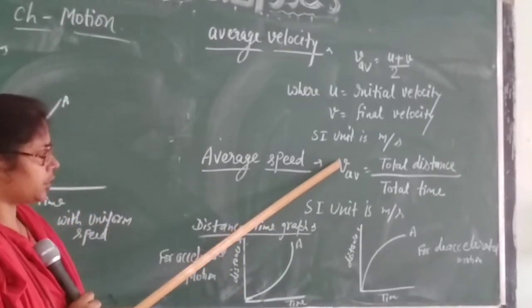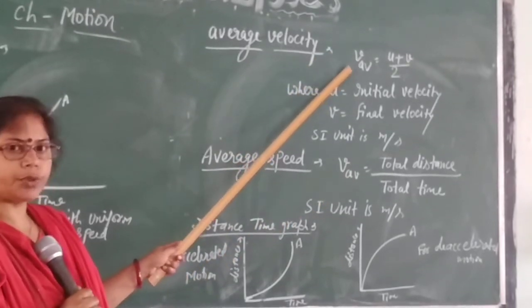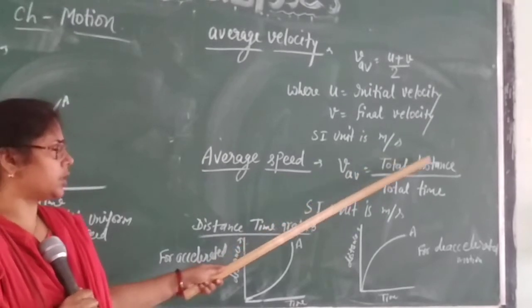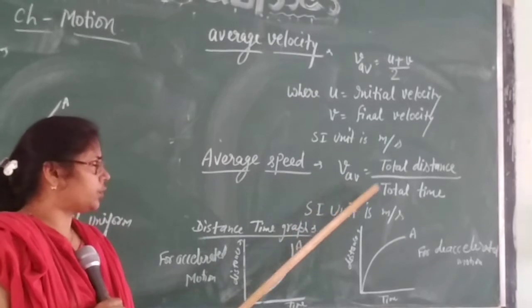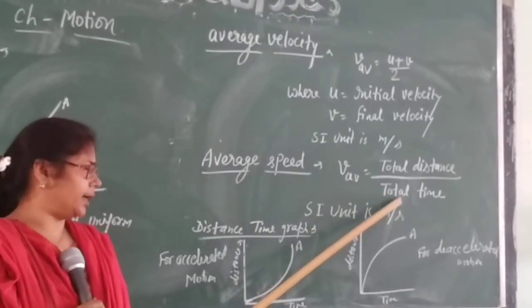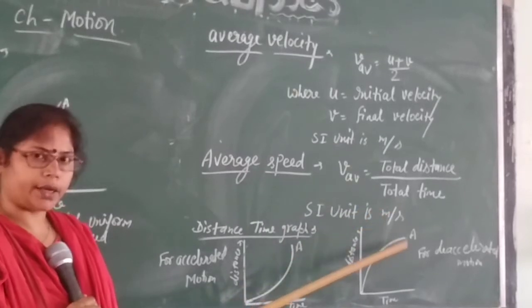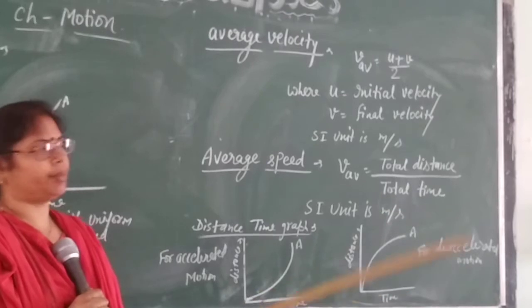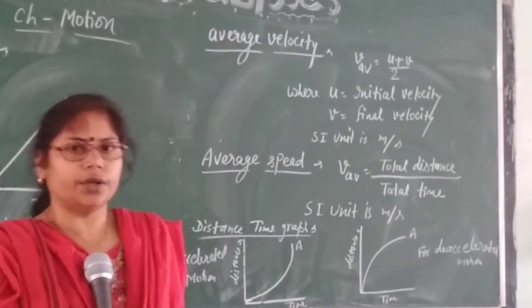Average speed is represented by V average, as average velocity is also represented by V average, and V average is equal to total distance upon total time. Its SI unit is also meter per second. Both SI units are the same, meter per second, but both formulas are different, and both definitions are different.